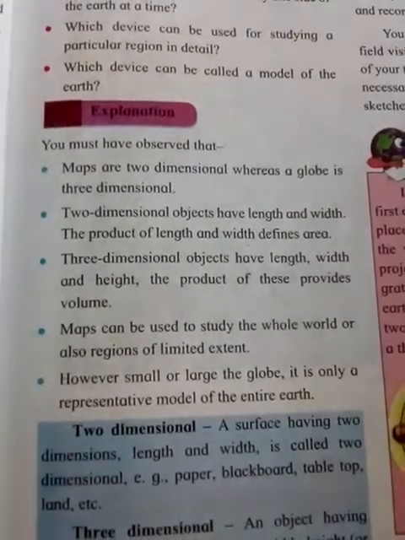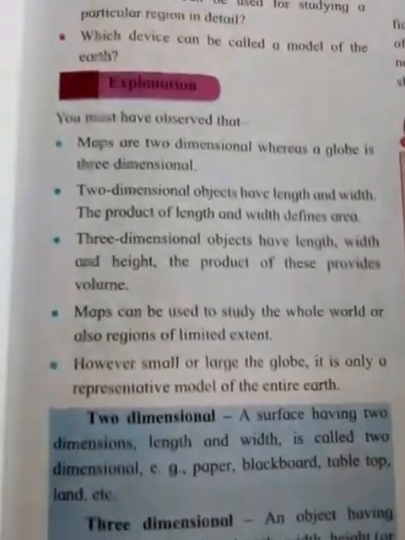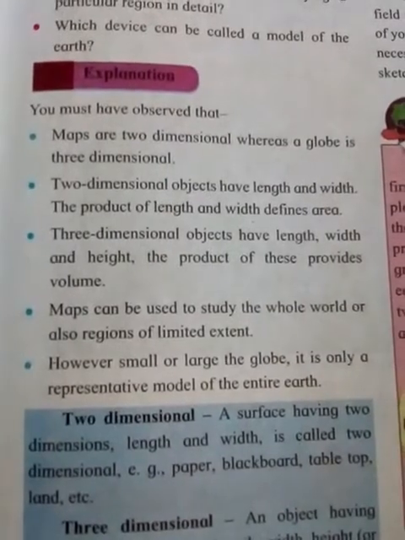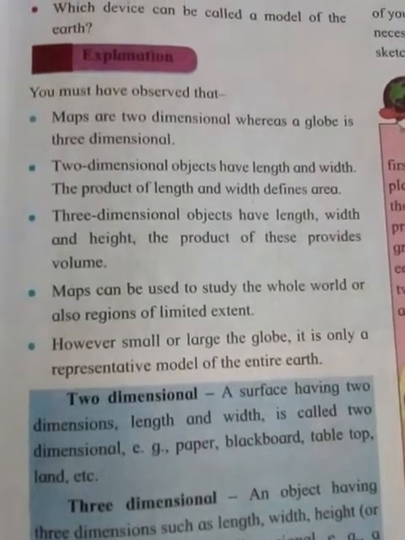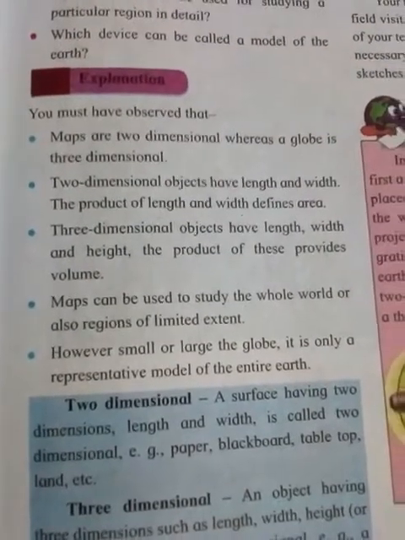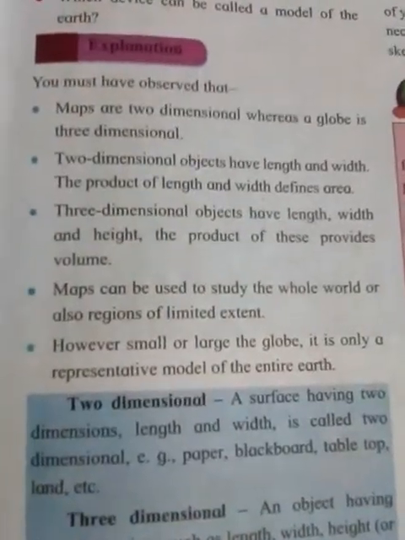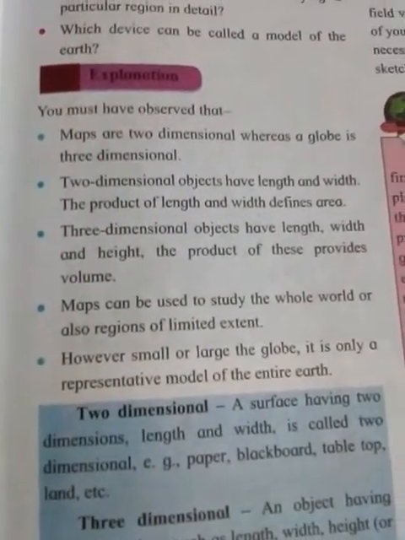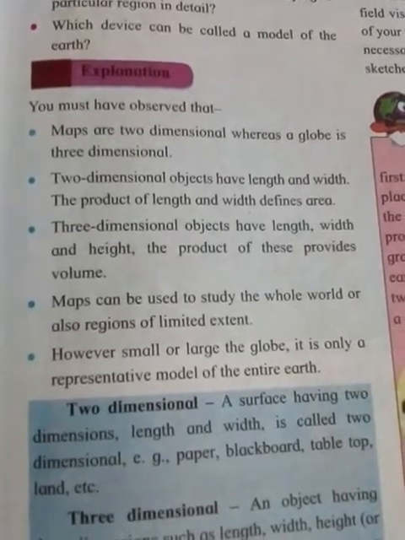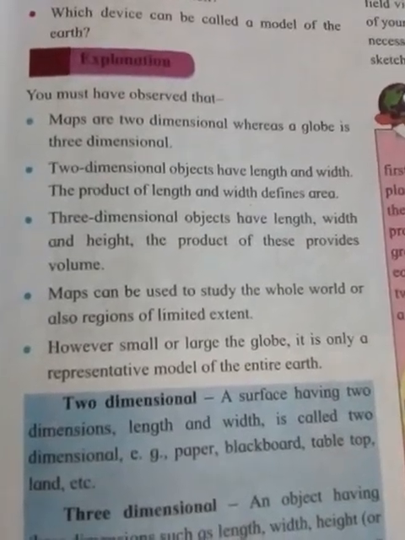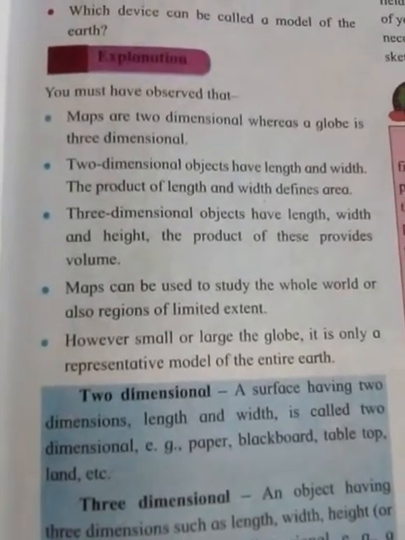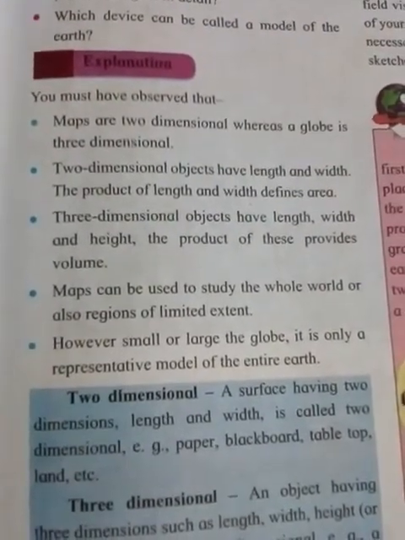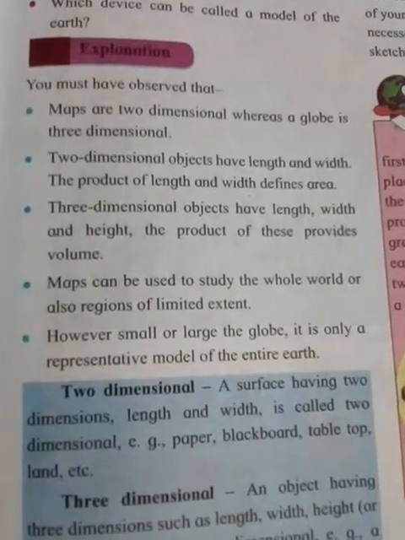Three-dimensional objects have length, width and height. The product of these provides volume. An object which has length, width and height is known as three-dimensional. That means the map is two-dimensional, but the globe is three-dimensional. A map can be used to study the whole world or also a region of limited extent.